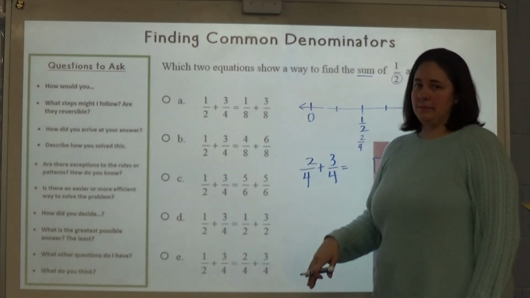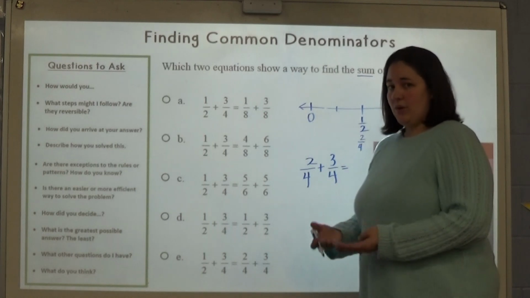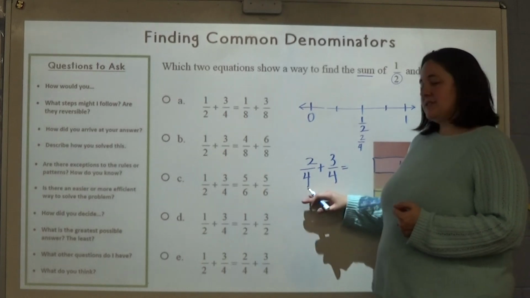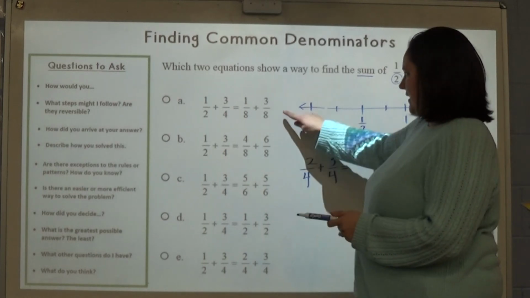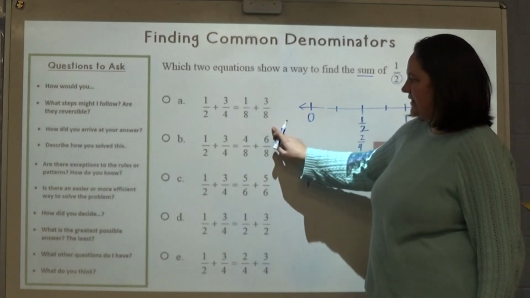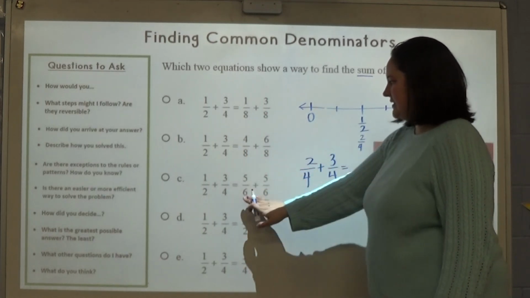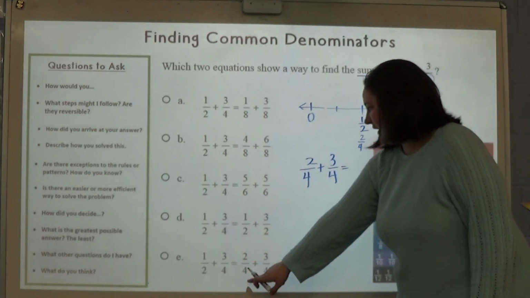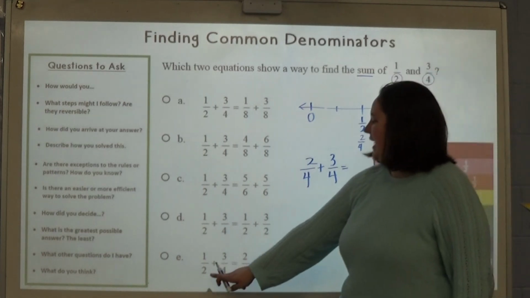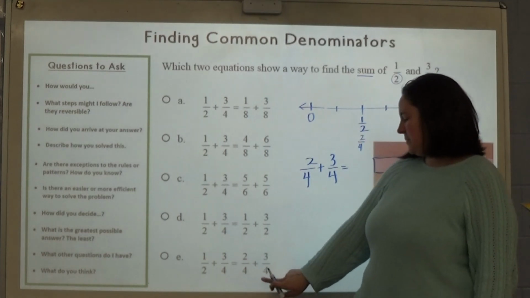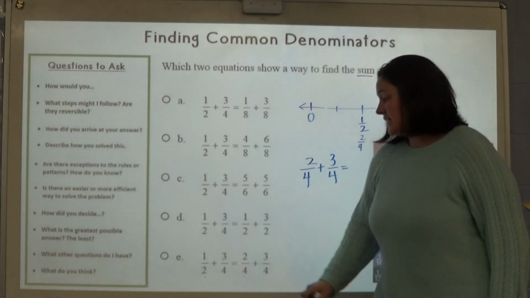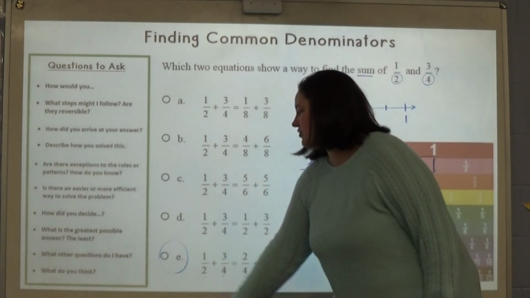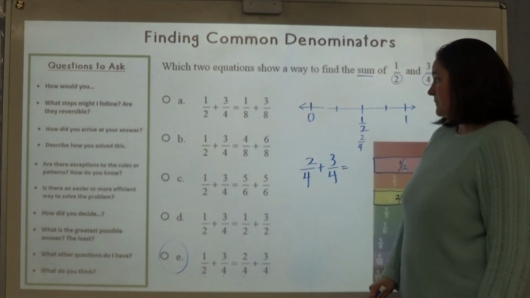Let's go ahead through our answer options. We don't actually have to solve the equation for the sum, but let's find an answer option that shows equivalent fractions 2/4 and 3/4, okay? Well, option A has 8ths. We'll skip that for now. C has 6ths. D has halves. And then E has 4ths. Now let's see. 1/2 plus 3/4 is equal to 2/4 plus 3/4. 1/2 does equal 2/4, and 3/4 does equal 3/4. So that's going to be one of our answers, E.